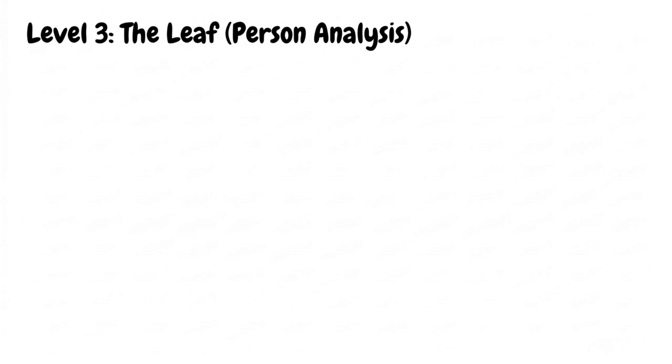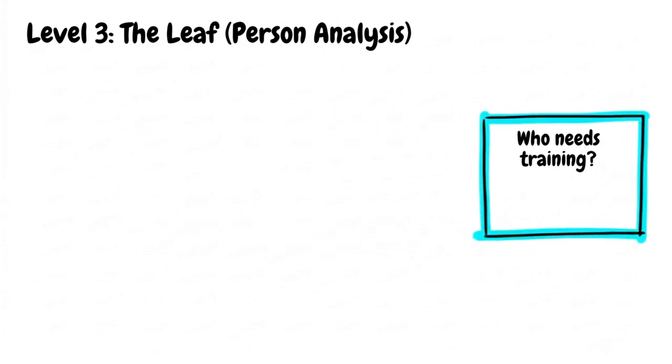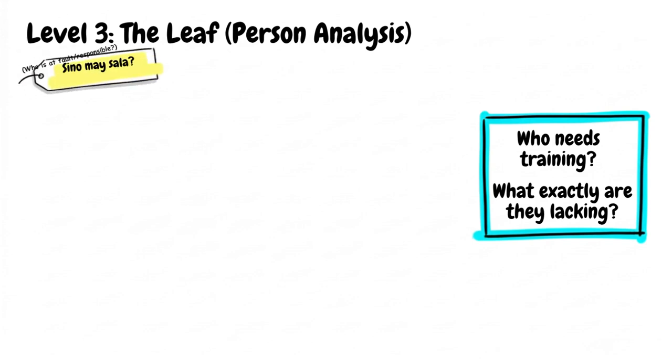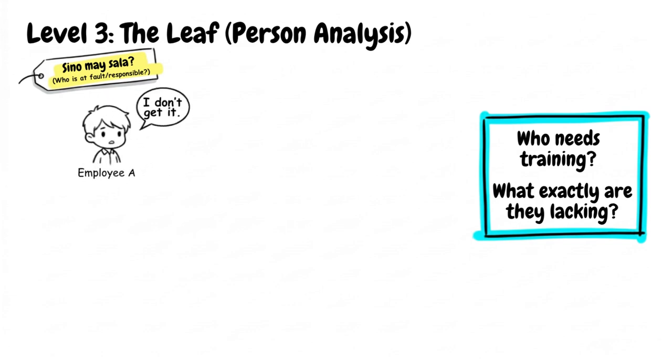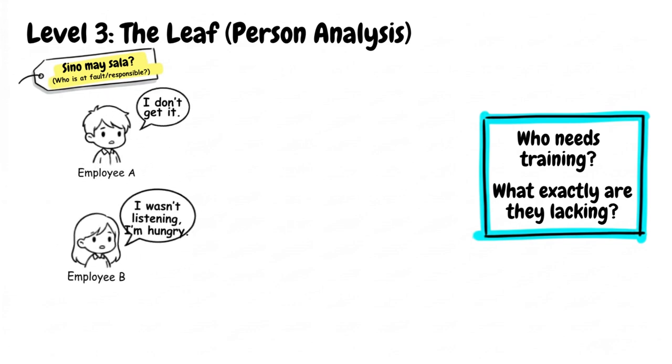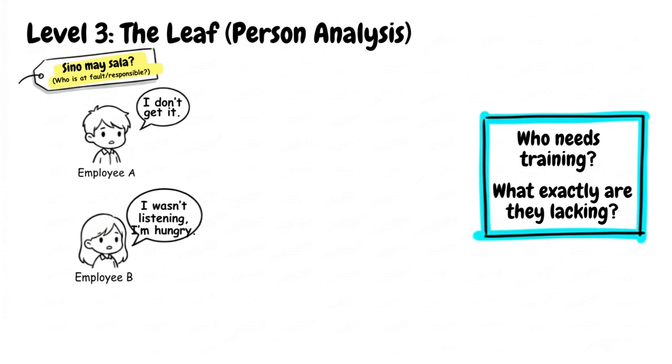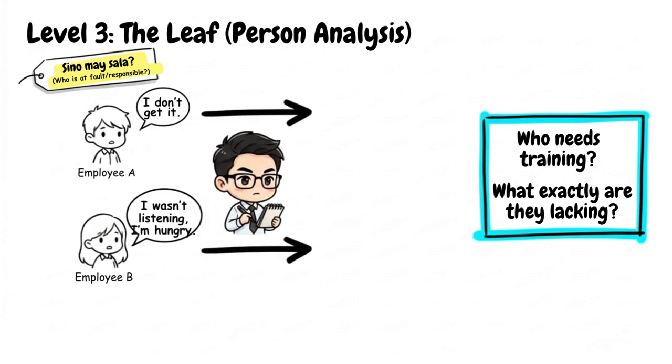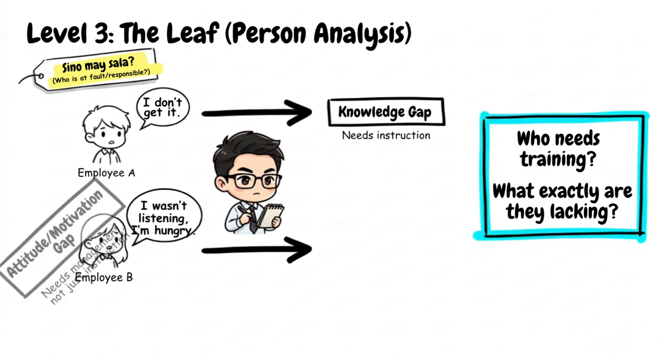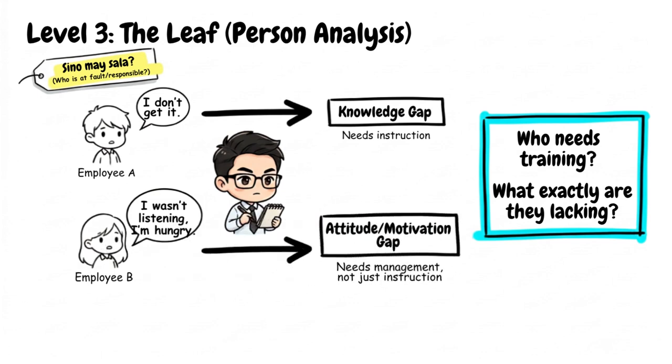Person analysis focuses on the individual employee. It asks who needs training and what kind of gap they have. Some employees may lack knowledge, others may lack skill, and some may need attitude or behavior change. For example, one employee may not know the correct procedure. Another may know it, but still not apply it correctly. That means the training solution may differ. This is why a TNA should not assume that everyone needs the same intervention.